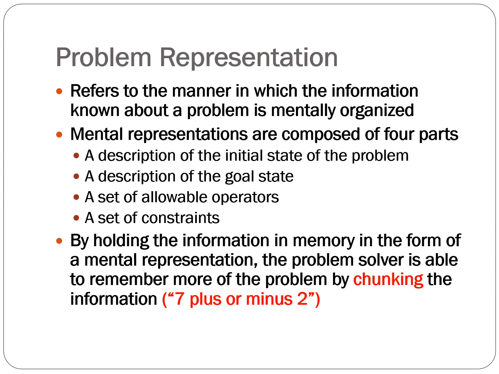By holding the information in memory in the form of a mental representation, the problem solver is able to remember more of the problem by chunking the information. So we can hold approximately 7 pieces of information about a problem in our mind at any given time. And as we work through those chunks, we start to combine them. And as we combine those chunks, they become less. In other words, we might start with 7 pieces of information, but we might chunk some of those pieces of information together, and we end up with essentially 3 pieces of information.